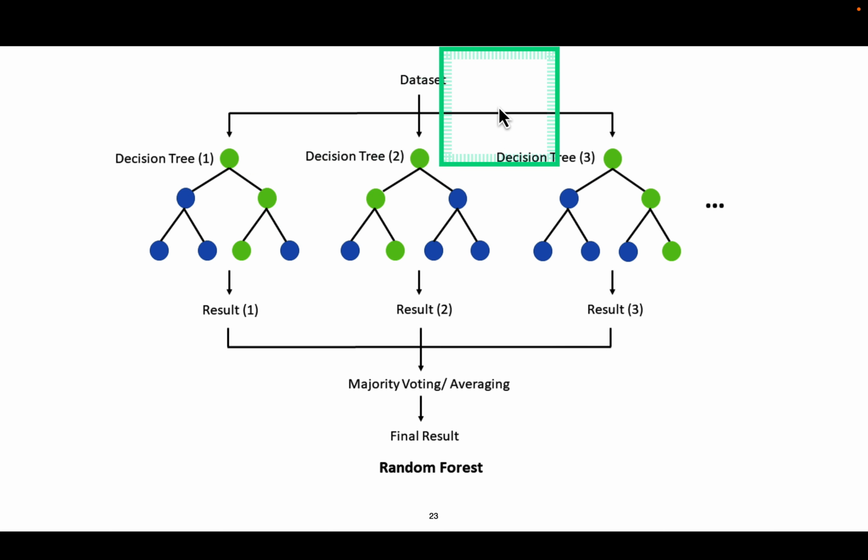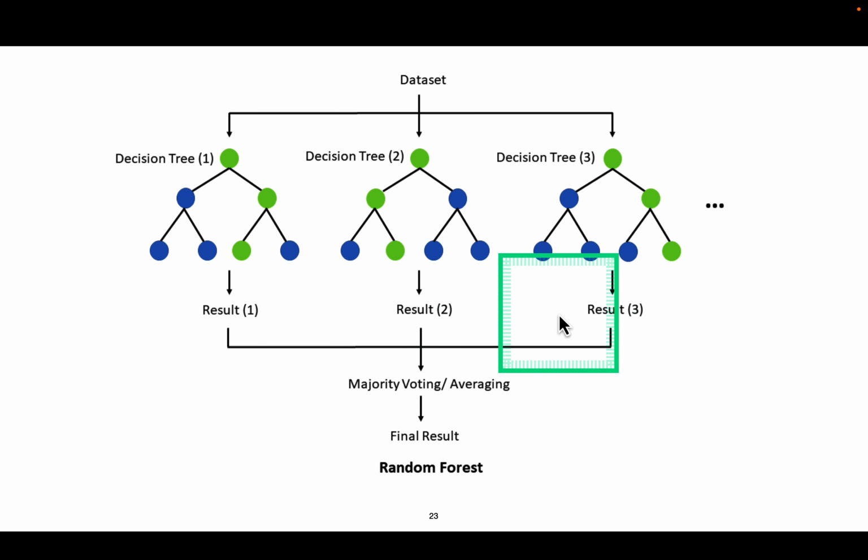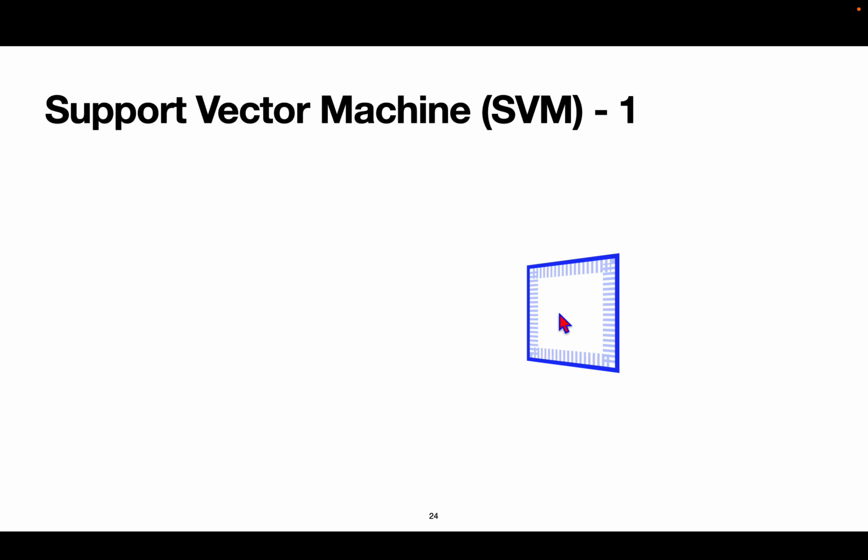So it has actually constructed 10 decision trees for the same set of data, and it will run through all the decision trees and give the final prediction. So next is support vector machine.